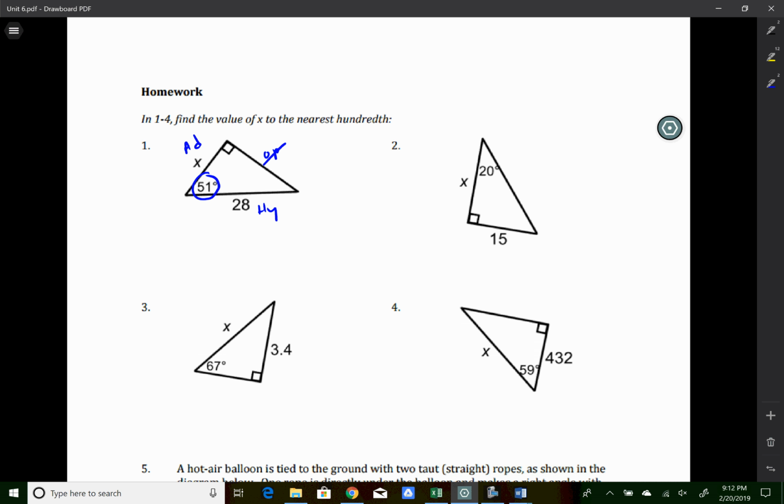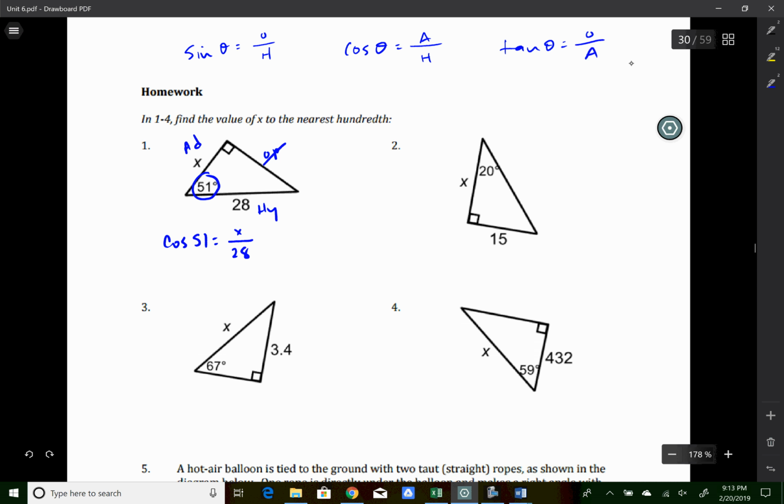The trig ratio that has A and H in it is cosine. So I'm going to say the cosine of the angle is equal to the adjacent side over the hypotenuse. Remember, sine of any angle is equal to the opposite over the hypotenuse, SOH. The cosine of any angle is equal to the adjacent over the hypotenuse, CAH, and the tangent of any angle is equal to the opposite over the adjacent, TOA. If I multiply both sides by 28, I get x is equal to 28 cosine of 51, which I could plug into my calculator.